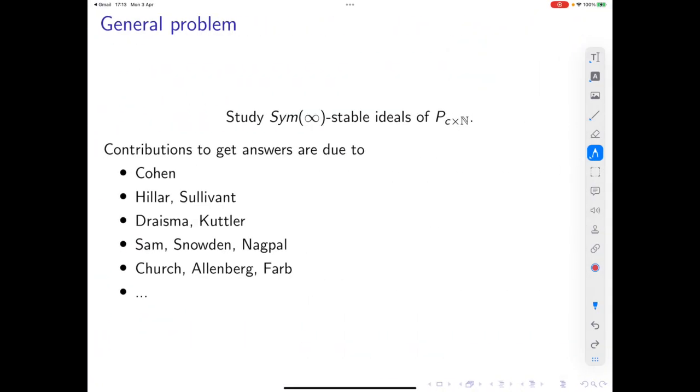A general problem in this area is to study the Sym-infinity stable ideals of the ring, and contributions to get answers are due to Cohen, Hillar and Sullivan, Draisma and Kuttler, Sam, Snowden, Nagpal, Church, Ellenberg, Farb, and many others.